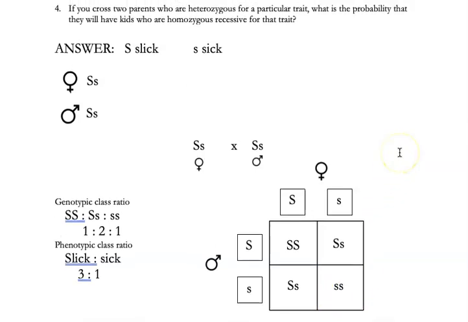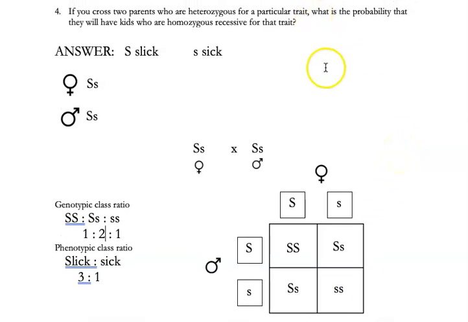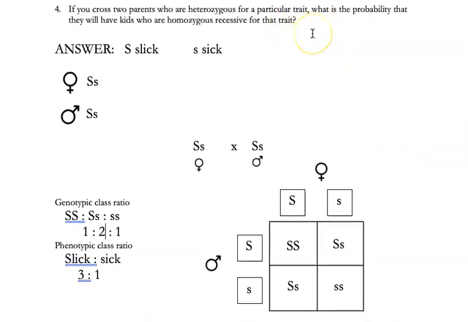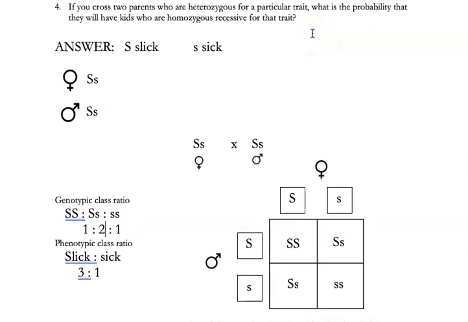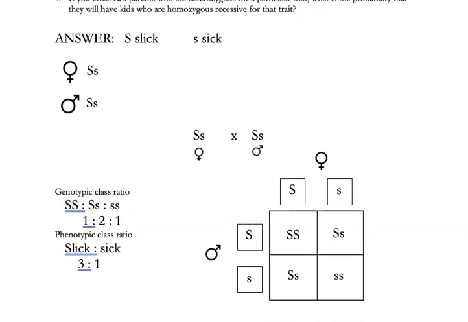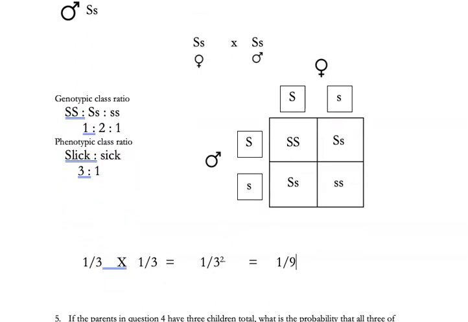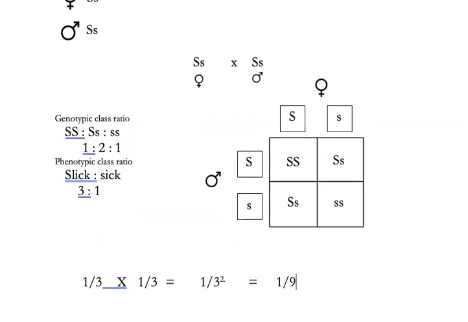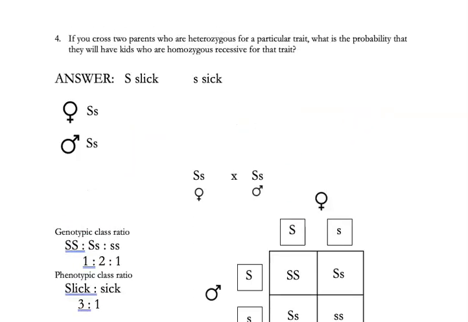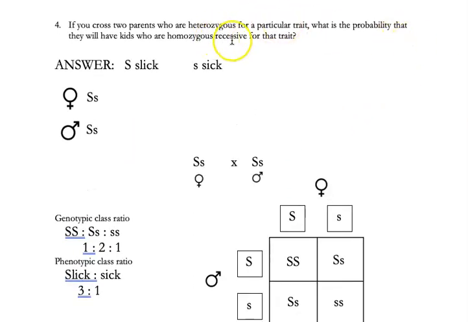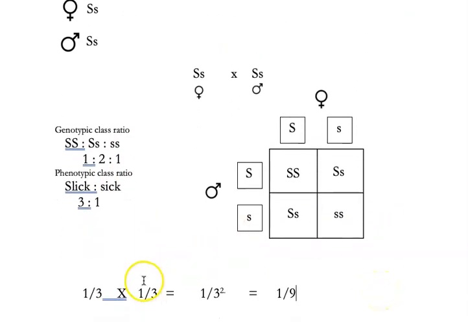So the question is, what's the probability they have kids who are homozygous recessive for that trait? What's the answer to that one? There's a 3-to-1 ratio of slick to sick. The question is, what are the odds of getting 2 kids that are homozygous recessive for the trait, so 2 kids that are this grouping here? The odds of having that kid are 1/3. So it's 1/3 for the first kid, 1/3 for the second kid, which is 1/3 squared, or 1/9.